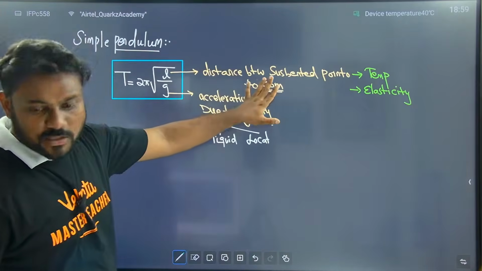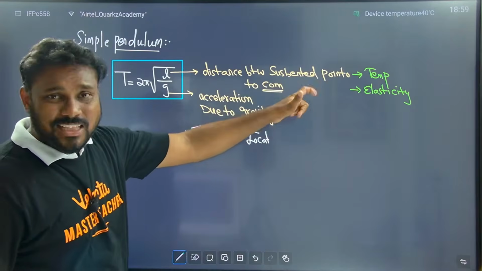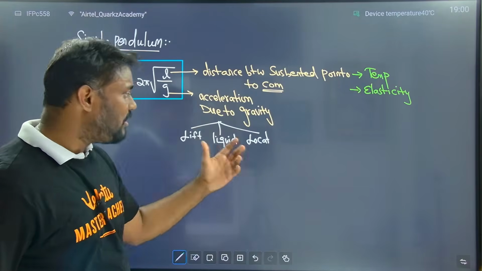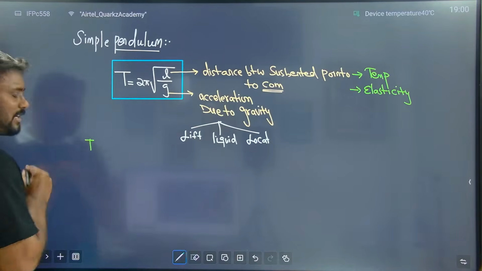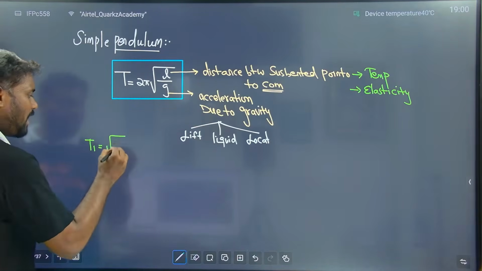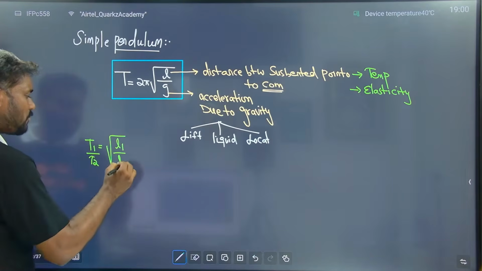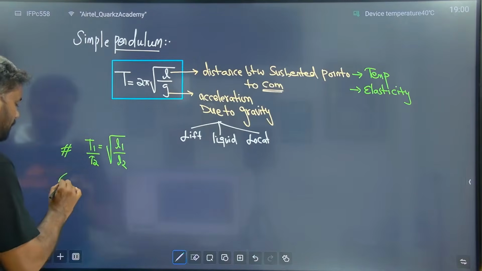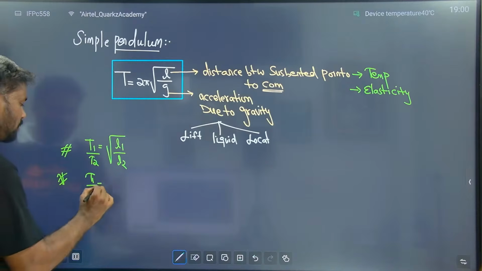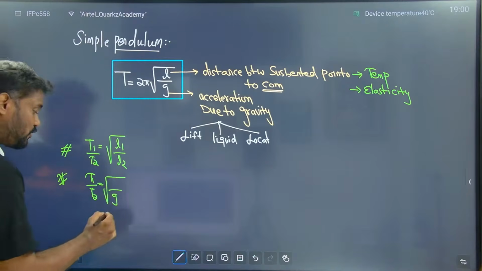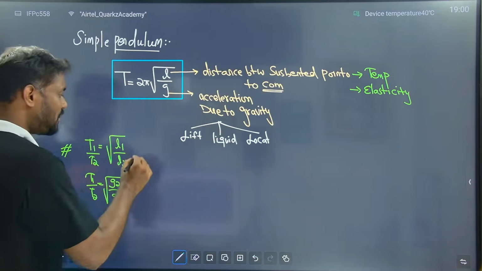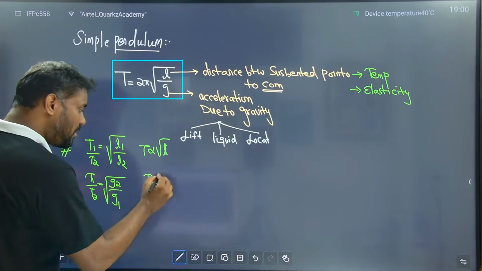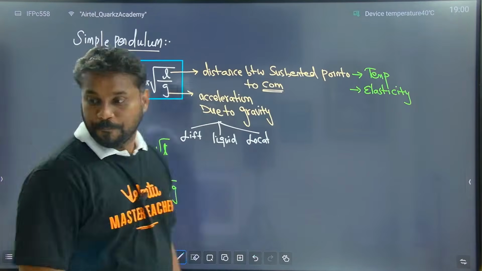So these are very important ideas when it is a simple pendulum. So simple pendulum: distance between suspended point to center of mass, and the length edhanaal vary aagum? Temperature, elasticity naal vary aagum. Acceleration due to gravity edhanaal vary aagum? Liquid, lift, location poruthu vary aagum. So ippo time period eduthuttaen nu vachukonga. T1 is equal to 2 pi root under L1 by g1, T2 is equal to 2 pi root under L2 by g2. So this is a very important equation. Direct question kekalam. And also T1 by T2 is equal to root under L1 by L2, and root under g2 by g1, inversely proportional illaya? So time period is directly proportional to root L, and time period is inversely proportional to root under g. This must be known clearly.